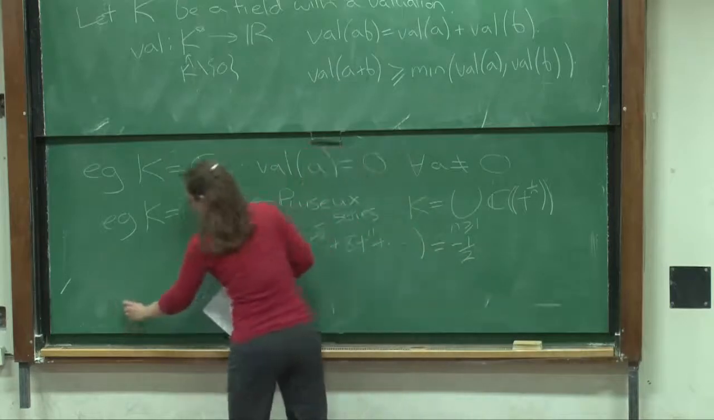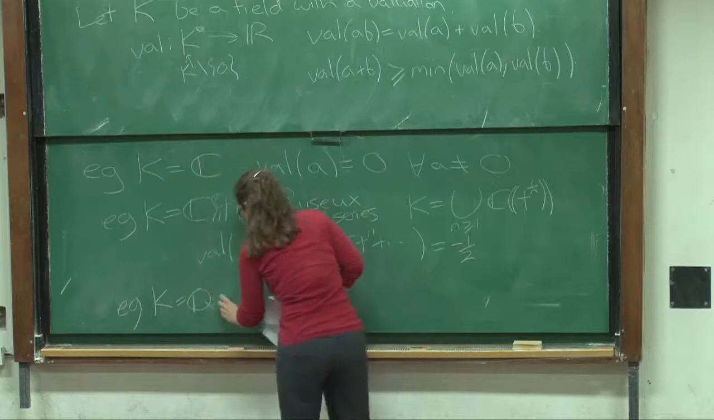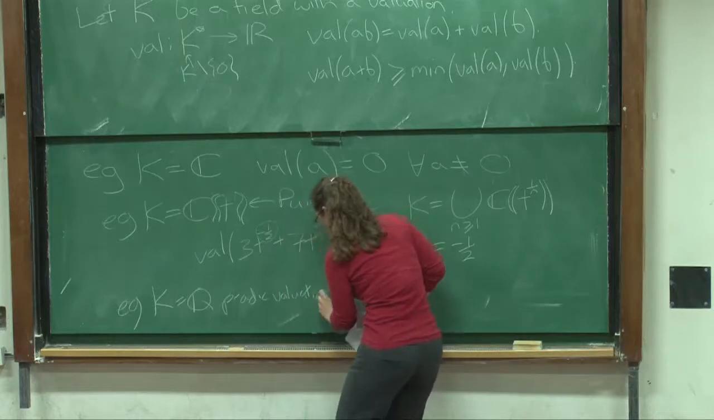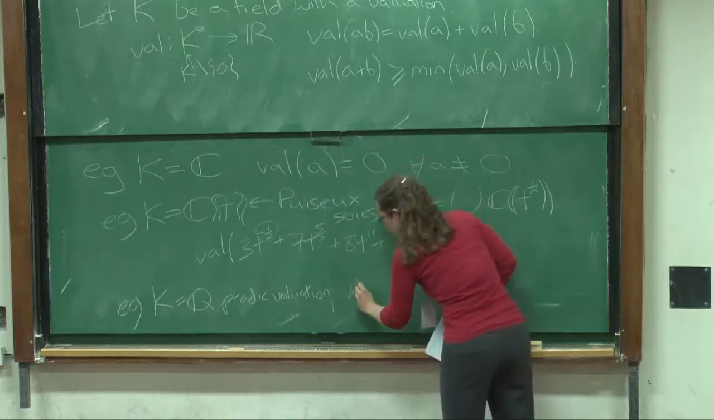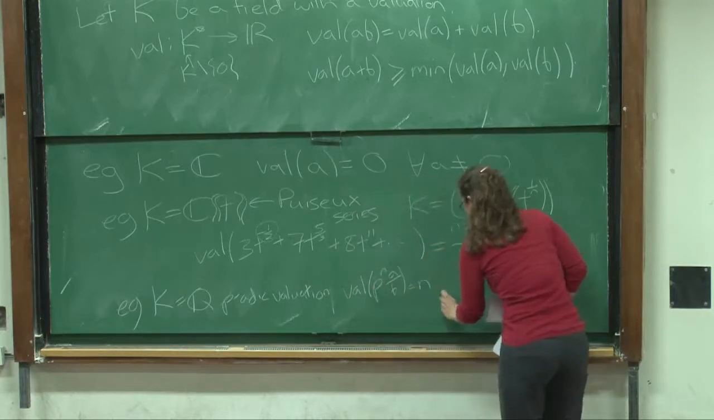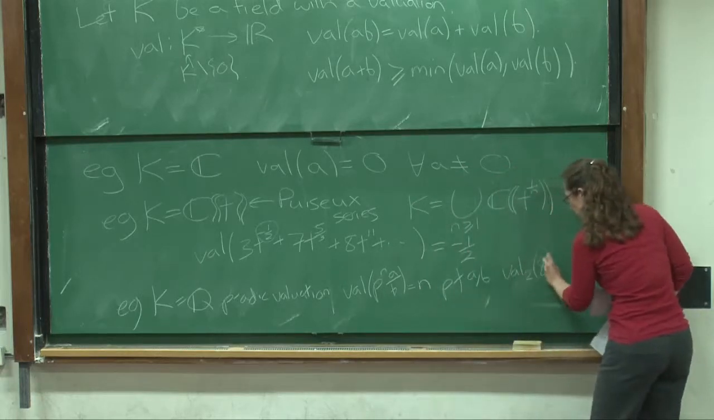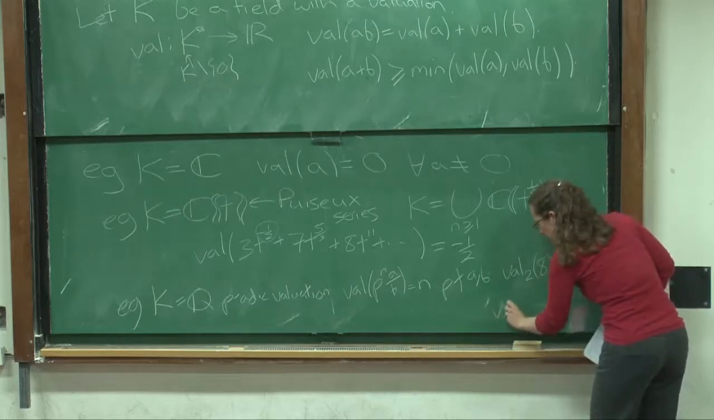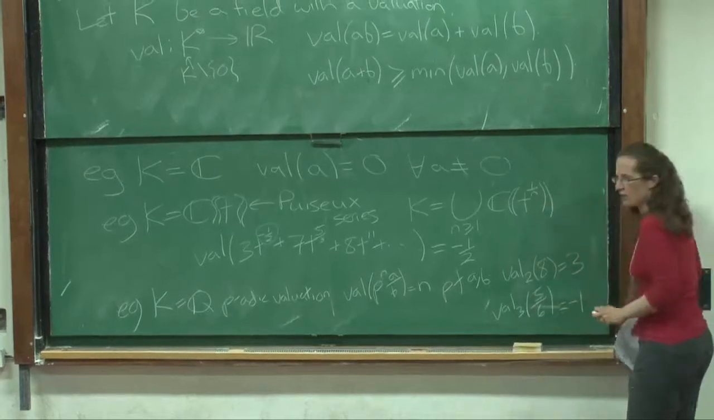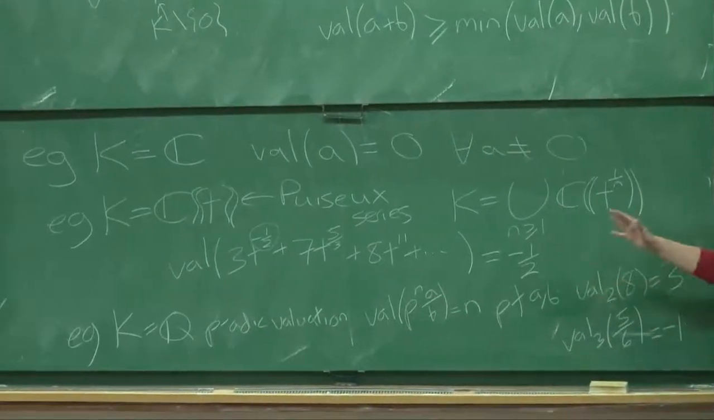And then the third one you might be familiar with is I might take K to be Q, and I'll take the p-adic valuation. So the valuation of p to the n times a over b is n if p does not divide a over b. So the 2-adic valuation of 8 is 3, and the 3-adic valuation of 5/6 is -1. Okay. So here we have 3 different choices of valuations.